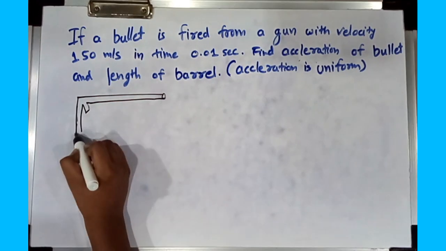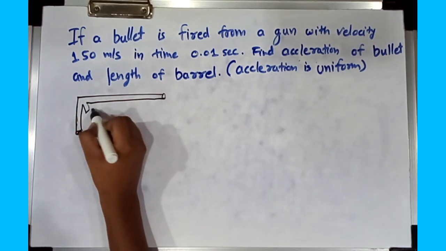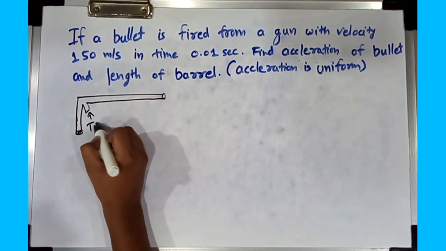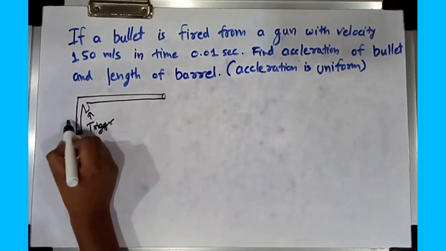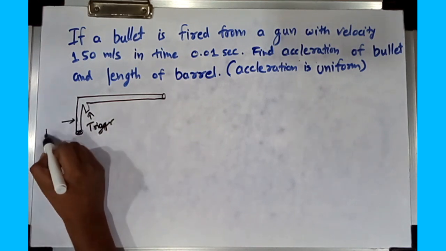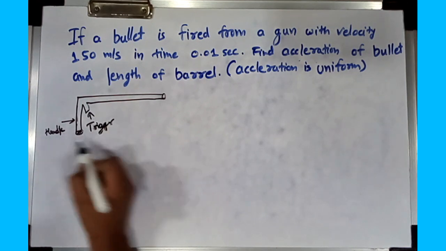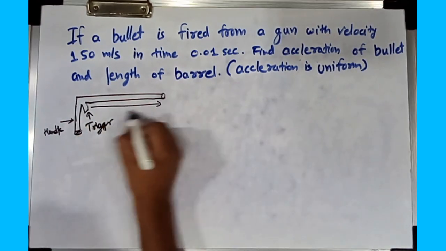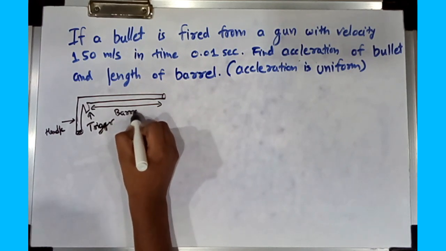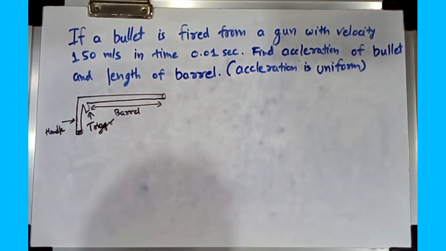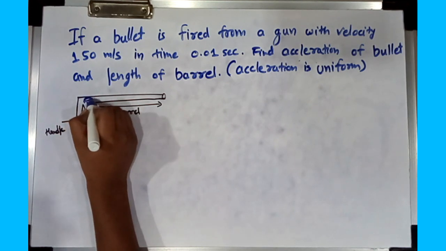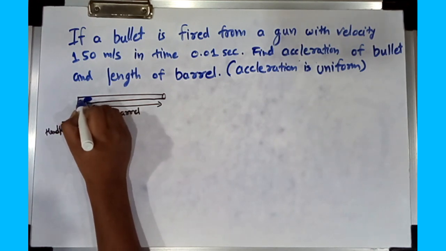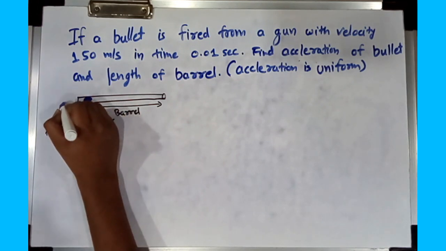for every gun there are three parts mainly, which are the trigger, which is used to fire a gun and fire a bullet, and this is called the handle, which is used to hold the gun, and this is the barrel, which is used to fire a bullet. So in this example, in the gun there is a bullet which is placed at this place, and an explosion happens here.